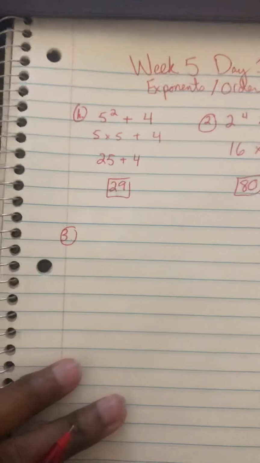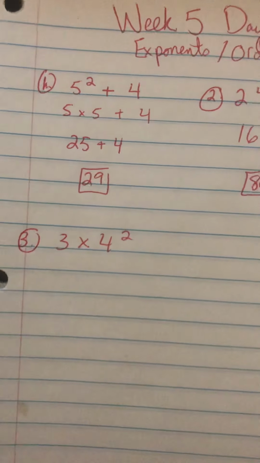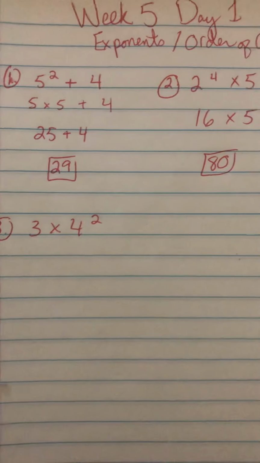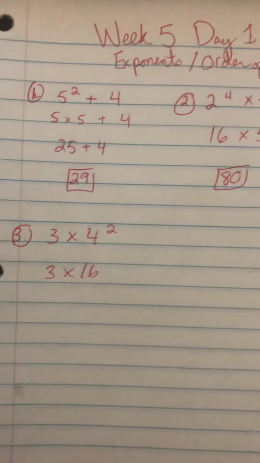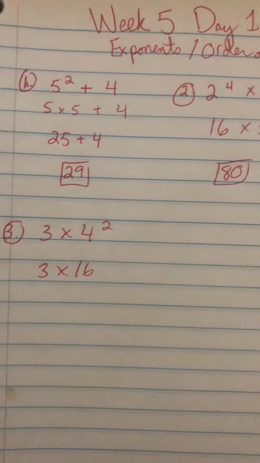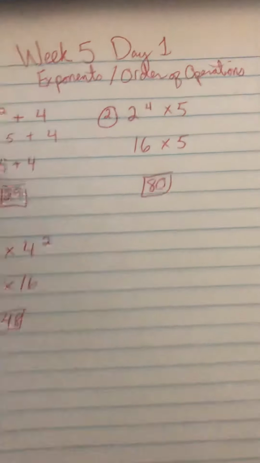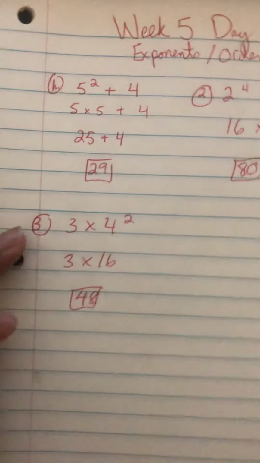Okay, number 3. All right, moving right along, you guys. So far, so good. Number 3, we have 3 times 4 to the 2nd power. So we know that 4 times 4 is 16. So we write 16 times 3. And just like we did, 3 times 10 is 30, 3 times 6 is 18, and 30 plus 18 is 48. So we can go ahead and check that one off appropriately.